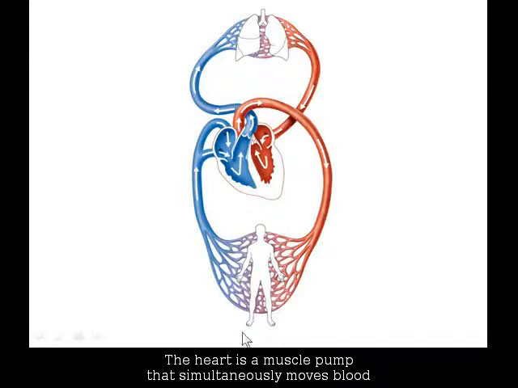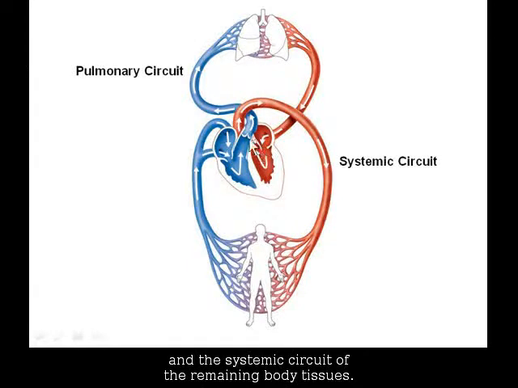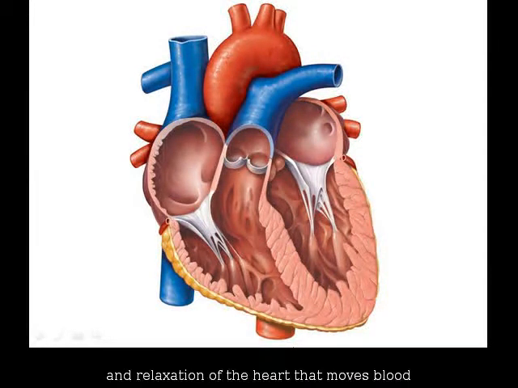The heart is a muscle pump that simultaneously moves blood through the pulmonary circuit of the lungs and the systemic circuit of the remaining body tissues. The cardiac cycle is the alternating contraction and relaxation of the heart that moves blood through both the left and right sides of the heart simultaneously.